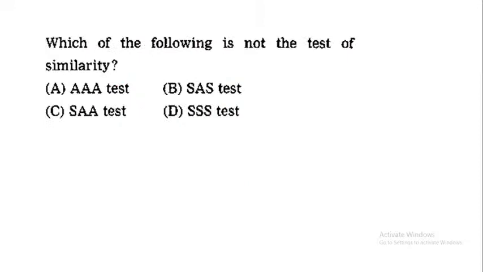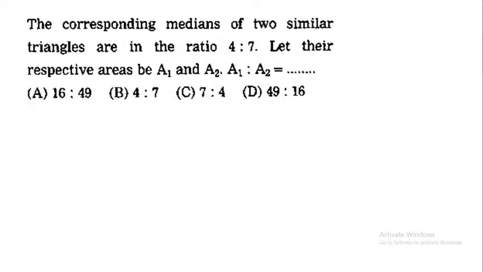Let's have the next question. Which of the following is not a test of similarity? That's obvious. We have three tests of similarity, that is the AAA test, SAS test, and SSS test. No such SAA test is there for similarity of two triangles. So the correct answer for this question is the SAA test, which is alternative C. Next question: the corresponding medians of two similar triangles are in the ratio 4:7.